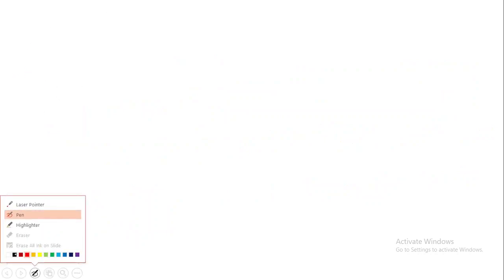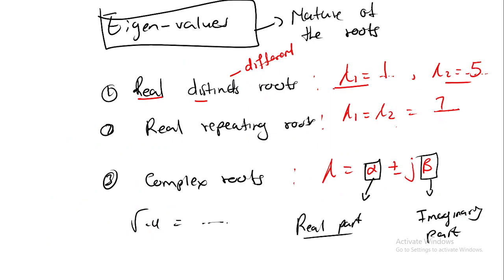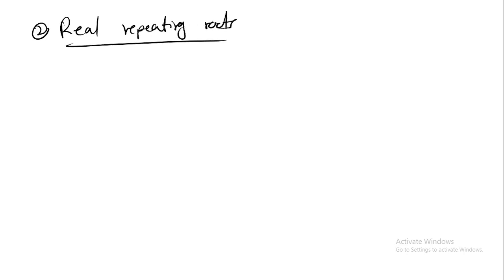Okay, let's move to our second nature of roots, which we have discussed previously, which is real repeating roots. When we're dealing with real repeating roots, I have already mentioned that lambda 1 is equal to lambda 2, which is equal to something. Let me just call it alpha in this case.